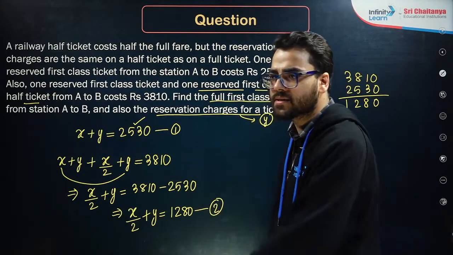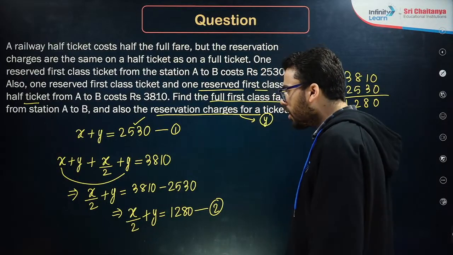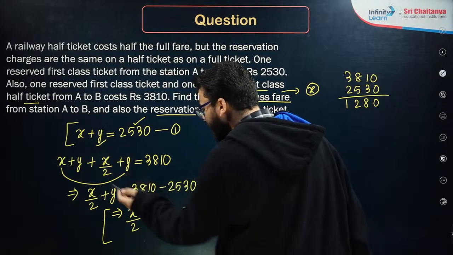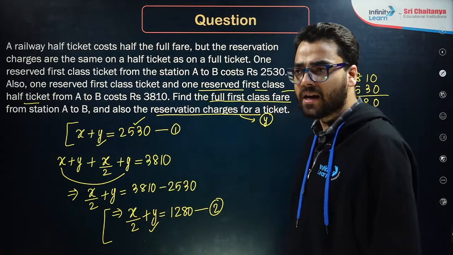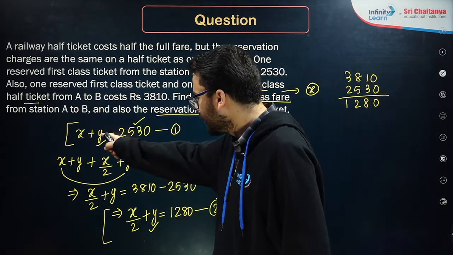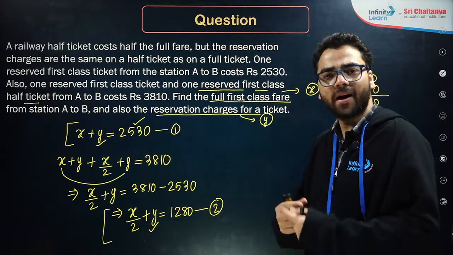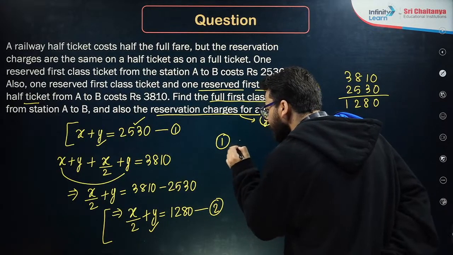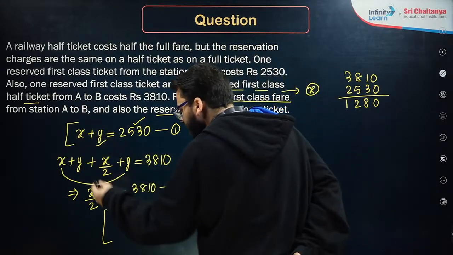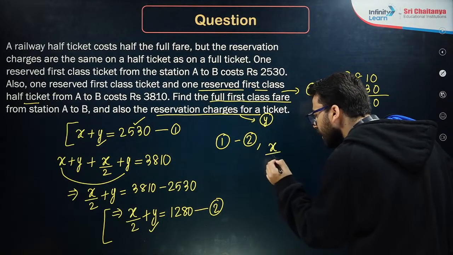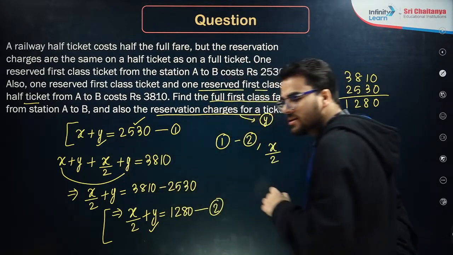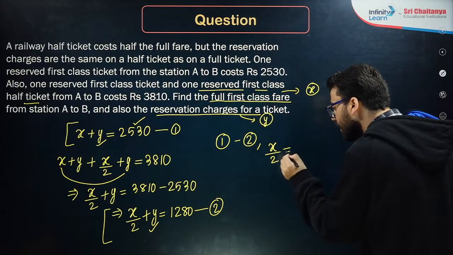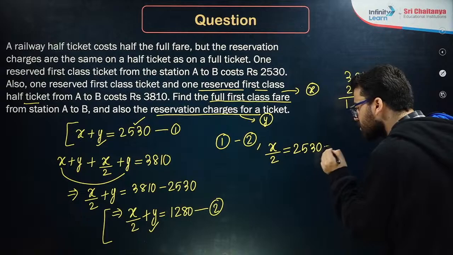Is it clear up till here, guys? To be very precise, now we want to find the values of X and Y. Can you see this equation and this equation? I can easily eliminate Y, not X, sorry. We can easily eliminate Y over here. So can you do equation first minus equation second? X minus X by 2 is nothing but X by 2, and then Y minus Y is 0. On the other side of the equation, you'll get 2530 minus 1280.